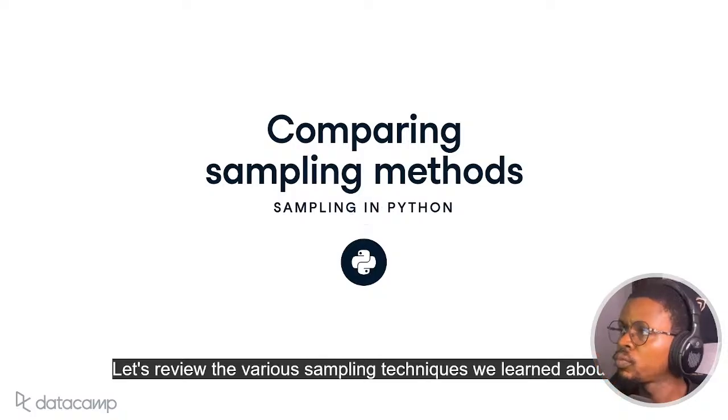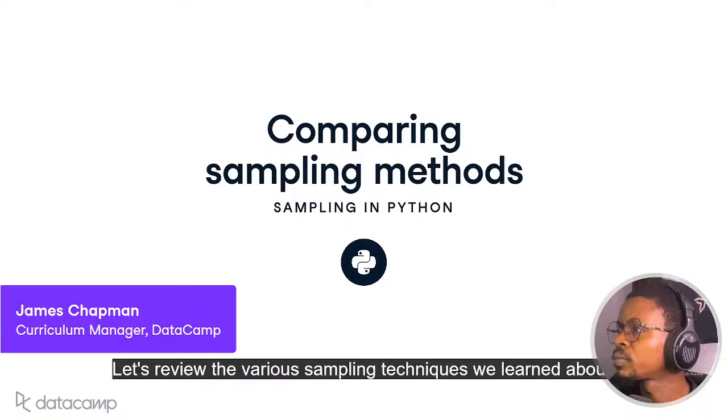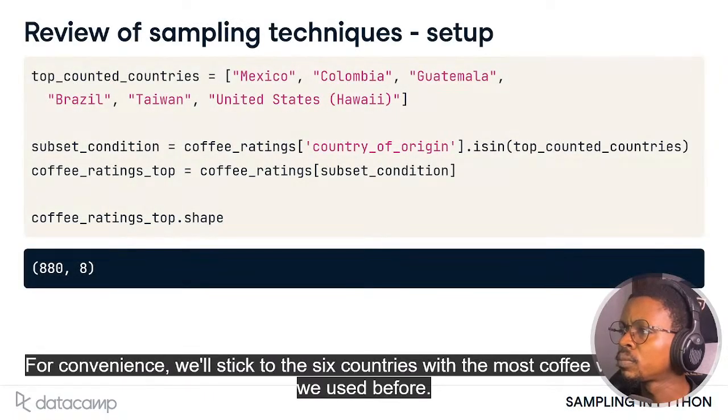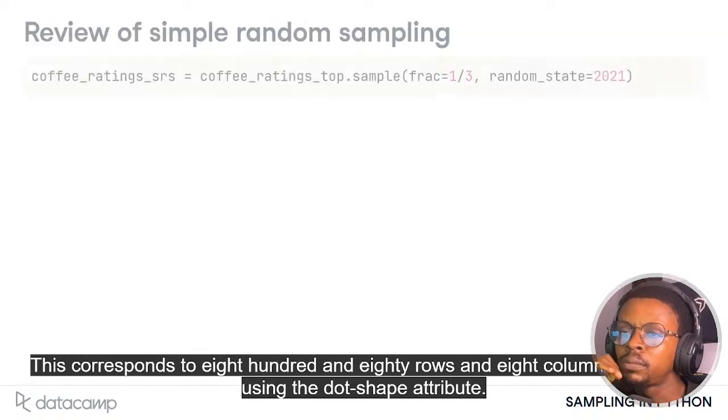Let's review the various sampling techniques we learned about. For convenience, we'll stick to the 6 countries with the most coffee varieties that we used before. This corresponds to 880 rows and 8 columns, retrieved using the dot shape attribute.